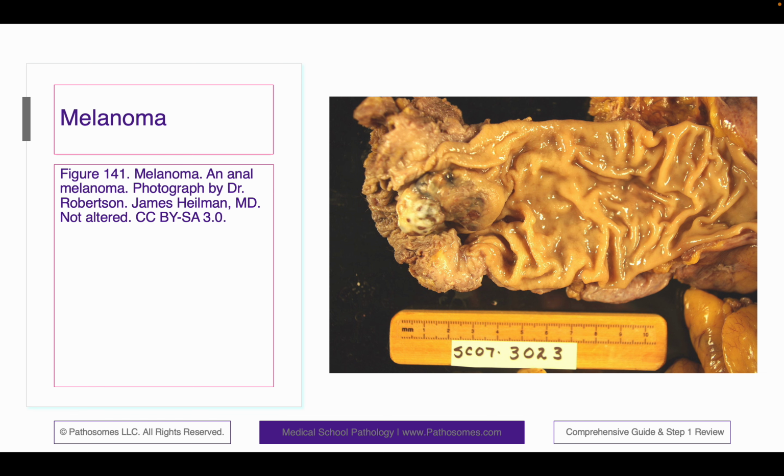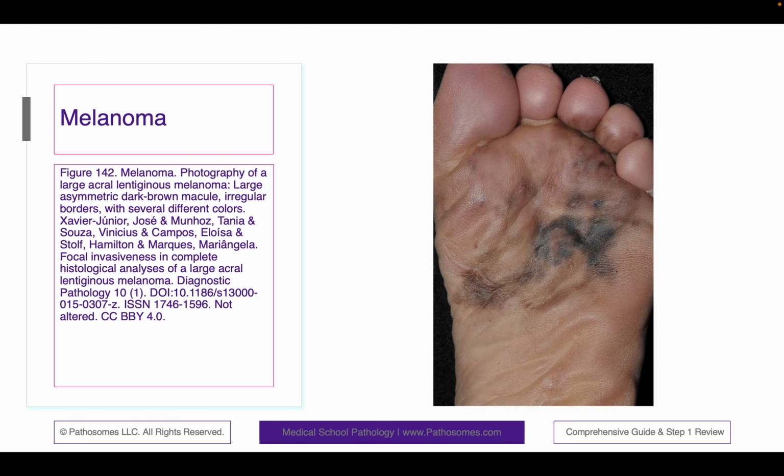Ooh, now this is melanoma of the anal canal, right? The anal melanoma. Obviously, status post-surgical removal of the anus and a portion of the rectum there. Wow. So here we have a large asymmetric dark brown macule, irregular border, concerning for melanoma. Yes, the acral lentiginous type of melanoma affecting the sole of the left foot.